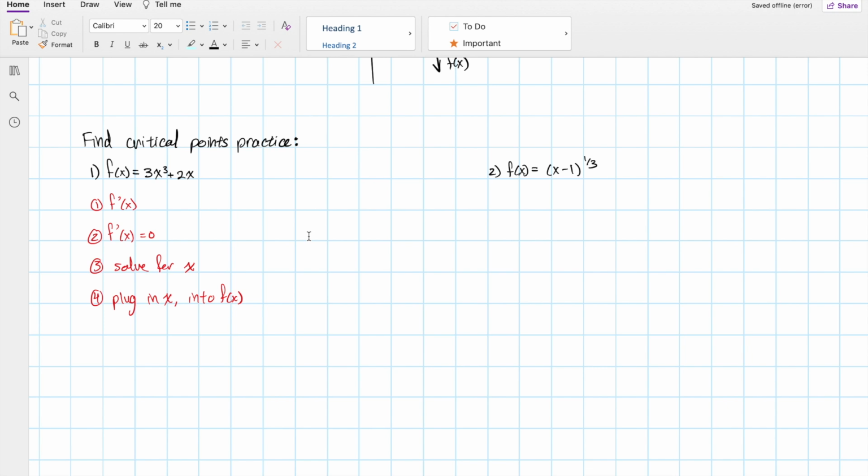So for step 1, we need to find the derivative. So f prime of x is equal to 9x squared plus 2. Okay? Step 2 says that we need to set the derivative equal to 0. So 9x squared plus 2.